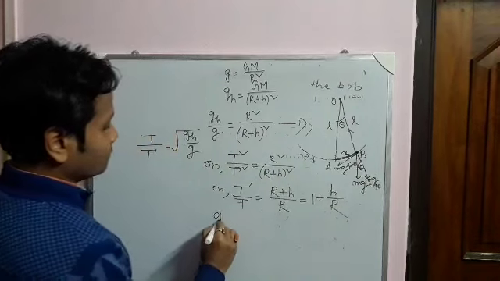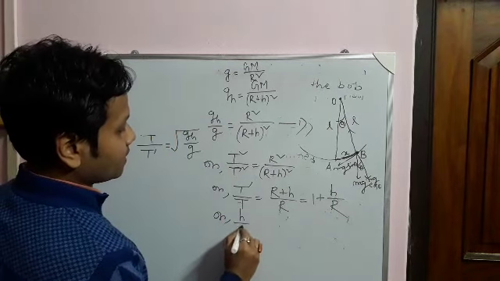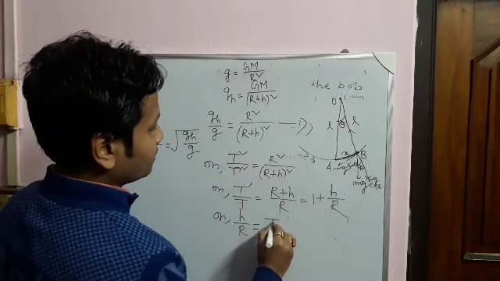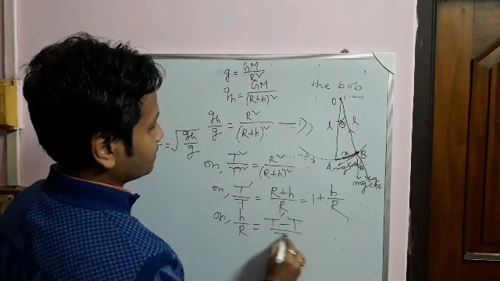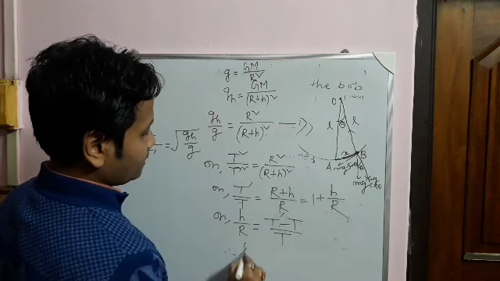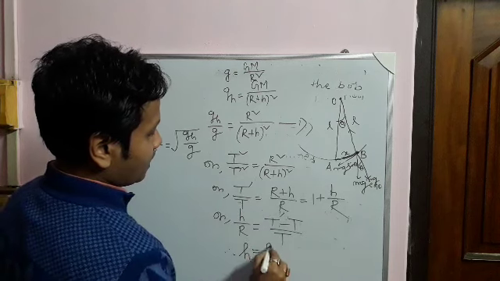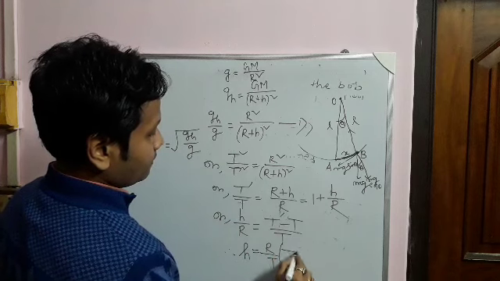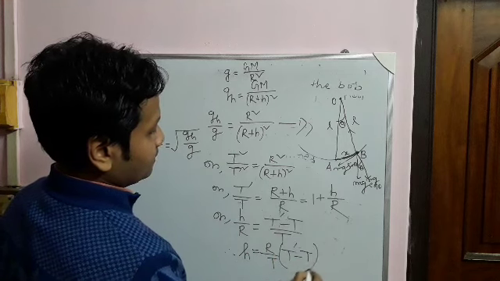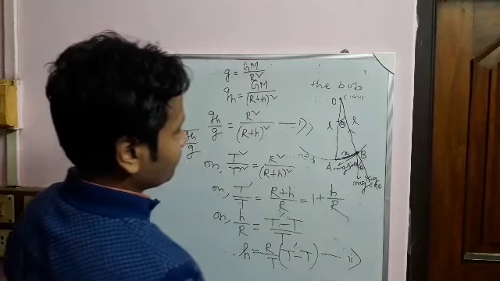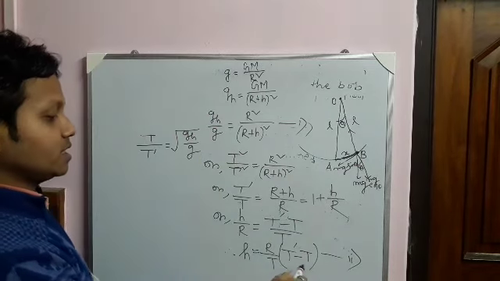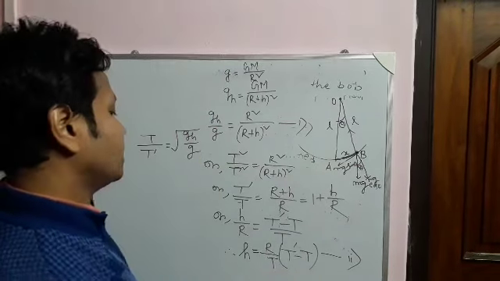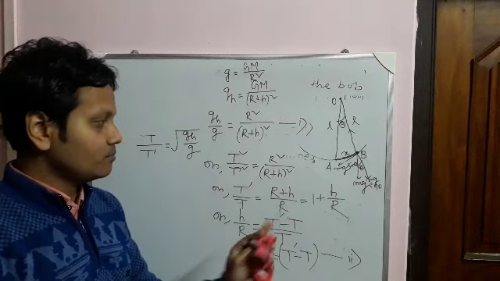Okay. So what will be my h by R? My h by R will be (T dash minus T) by T. So what will be my h? My h will be R upon T, times (T dash minus T). So this is the working formula. By knowing all the quantities on the right hand side, we can easily find the height of a particular place.